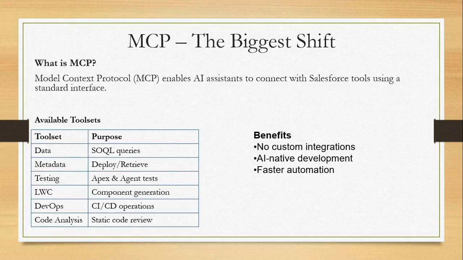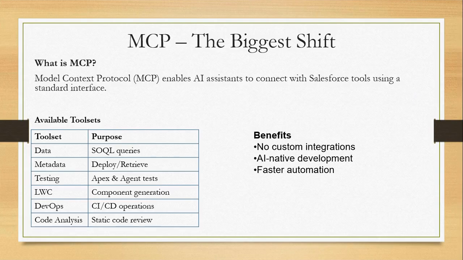So what is MCP? The full form of MCP is Model Context Protocol, which enables AI assistants to connect with Salesforce tools using a standard interface. In simpler words, it's like a bridge between the Salesforce org and the AI agent. For the connection, Salesforce provides the tools that are available for MCP operations. Based on those operations, the agent will fetch a record, create a record, or update a record. If the available operations are not present, the agent won't be able to perform them.